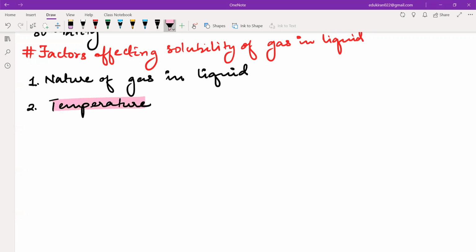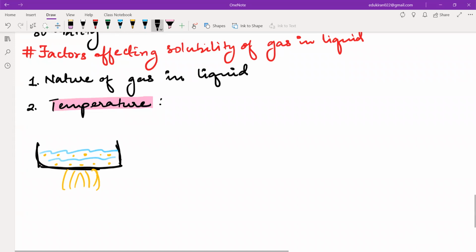Now listen for temperature, don't write anything. Tell me what is going to happen if I have a container like this. This container has some water and there are some gas particles that I have dissolved in it, and I am heating it. So tell me what is going to happen. The gas will escape out of the solution, or it will mix more.